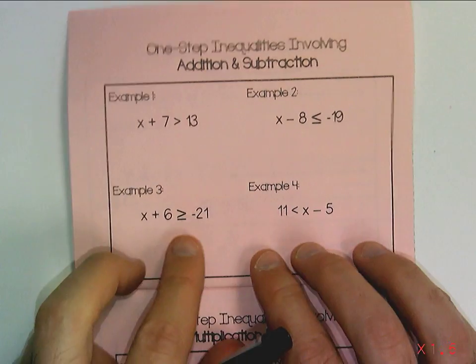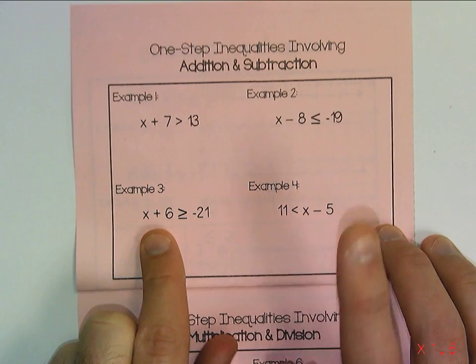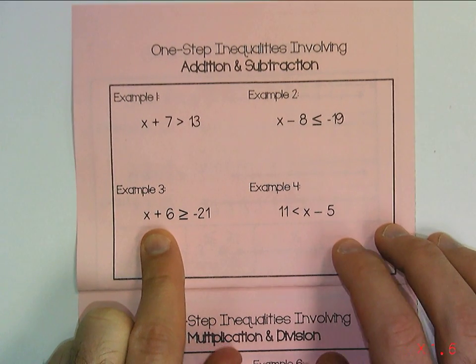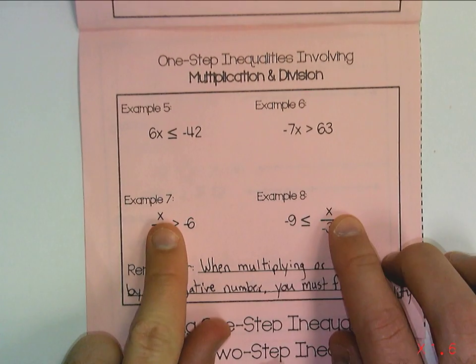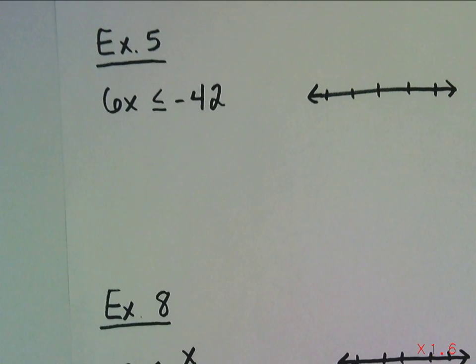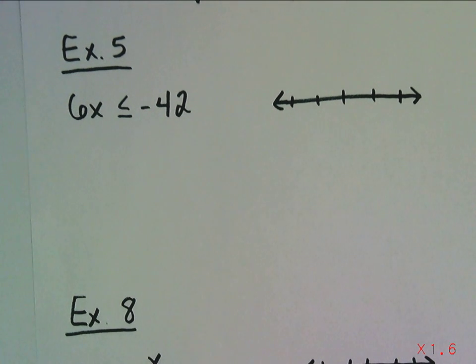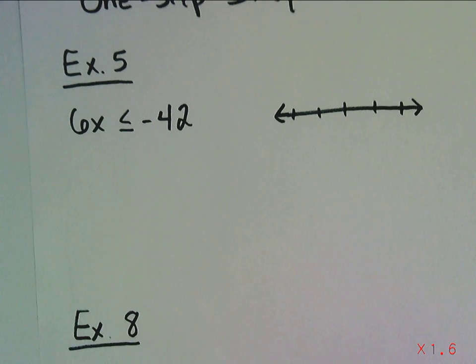One thing I did forget to mention is that examples 3 and 4 I want you to do on your own, and at the end when I show all the answers, you can check your answers against that. Same thing with the 2 examples that I don't do down here with multiplication and division. So let's look at these real quick. So I have here 6x is less than or equal to negative 42.